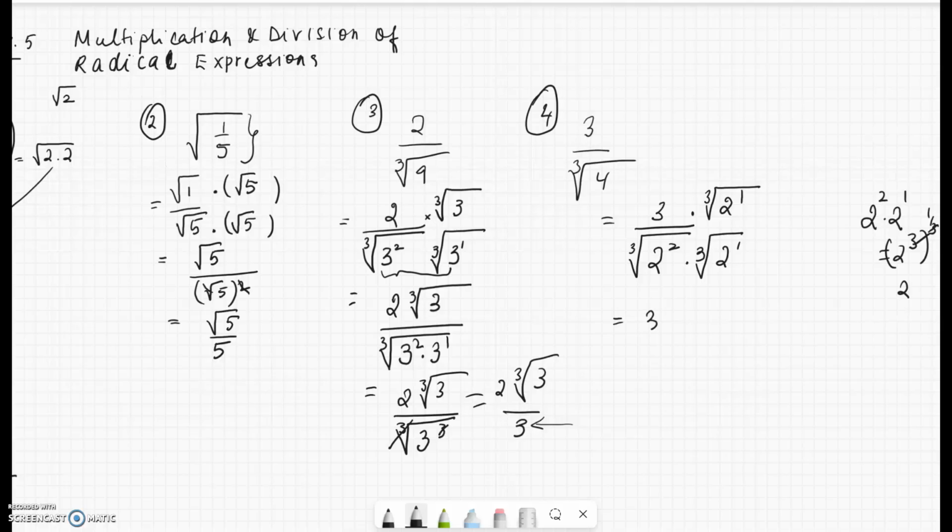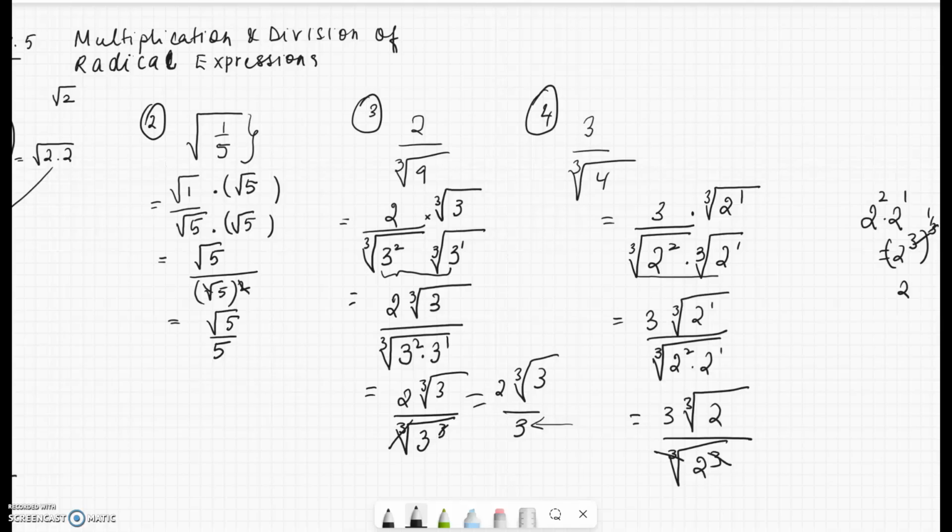So in the numerator, I have 3 cube root of 2 to the 1 over, I'm going to combine these two to get the cube root of 2 squared times 2 to the 1, that is 3 cube root of 2 over the cube root of 2 cubed. The cube root and the cube cancel each other out. So 2 cubed to the 1/3, that is the cube root of 2 cubed, is 2. So my final answer is 3 times the cube root of 2 over 2.